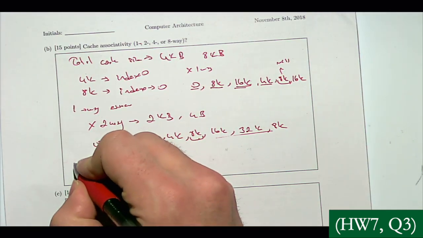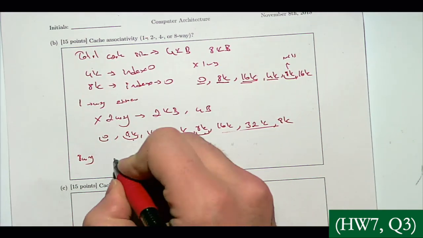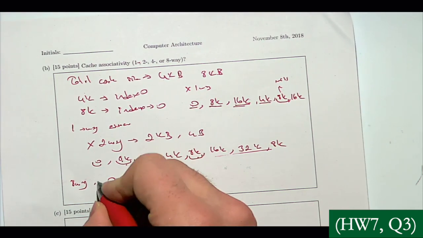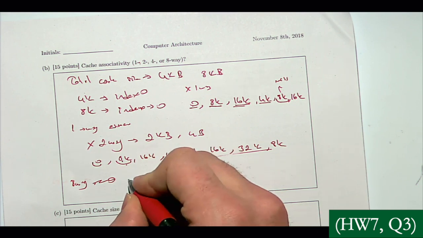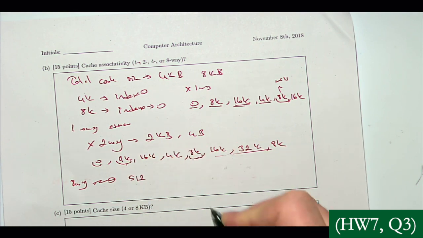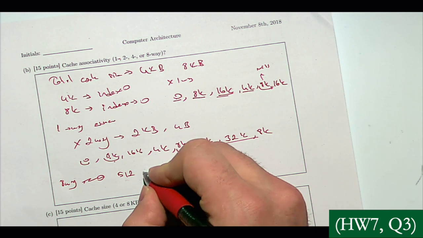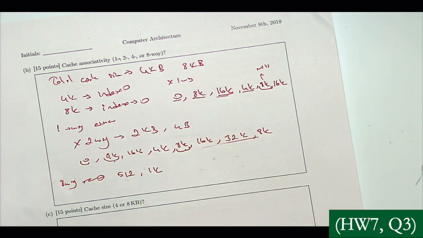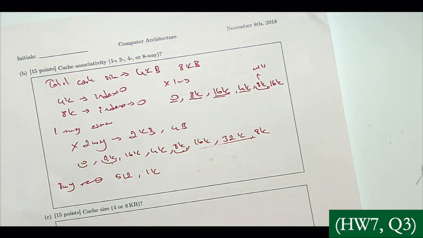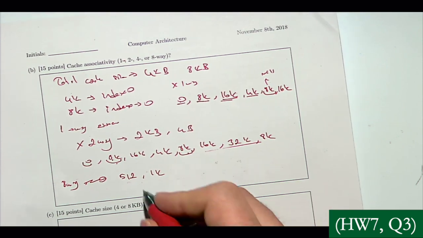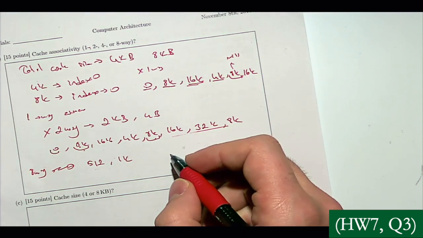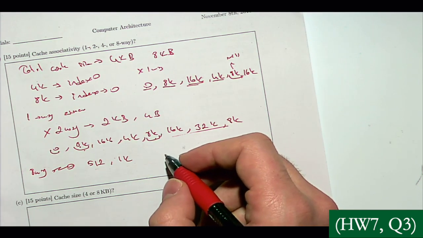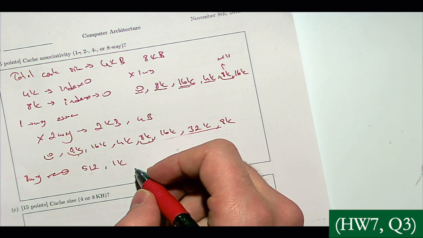So let's look at eight-way. For eight-way, the size of each way is either 512 or 1K, depending on the cache size. But we don't know it yet. So each way is 512 or 1K. Given this, I'm going to write, again, all the accesses that are multiples of 512.